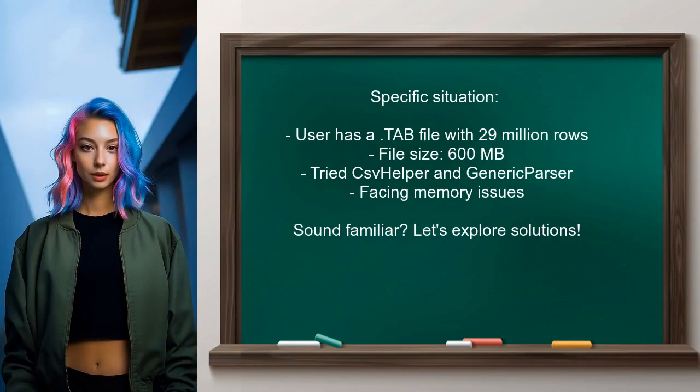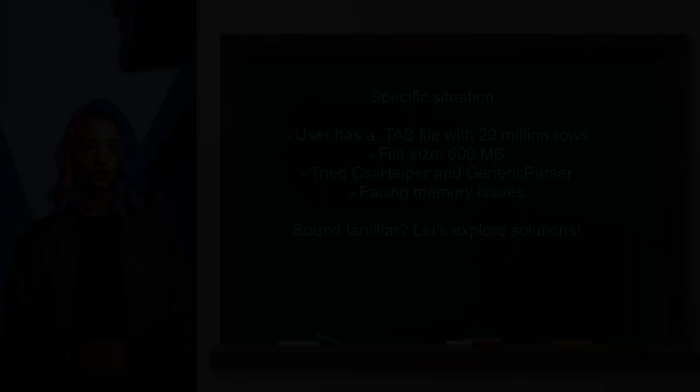Let's dive into the specific situation. One user reached out saying they have a .tab file with 29 million rows and a size of around 600 megabytes. They tried using CSV helper and generic parser but kept running into memory issues. Sound familiar? Let's explore how we can solve this.